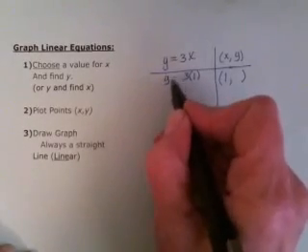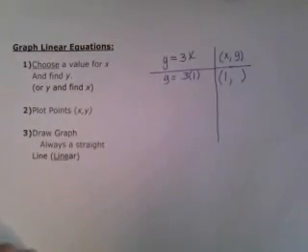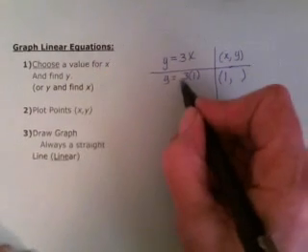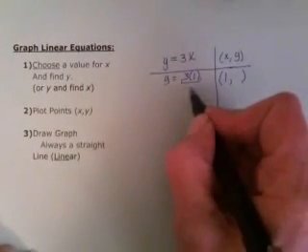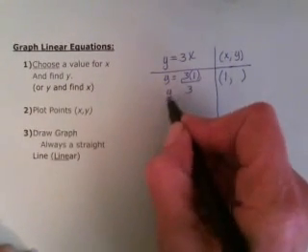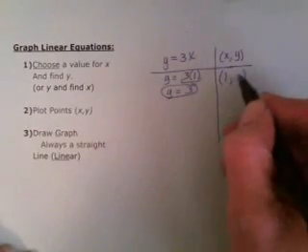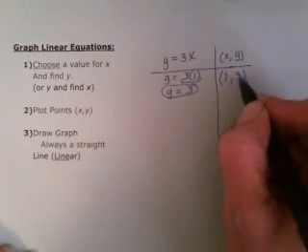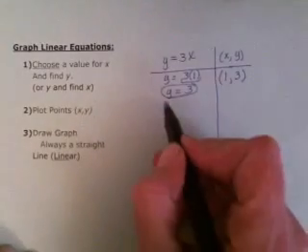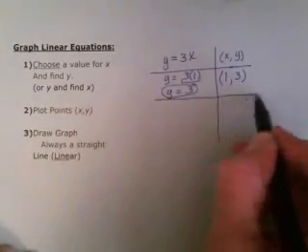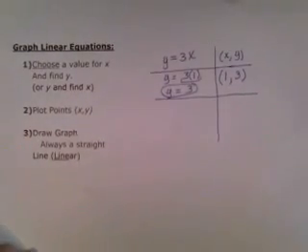Y is equal to 3 times 1. 3 times 1 is 3, so y is equal to 3. So we can write 3 for our y. We've just come up with our first ordered pair.